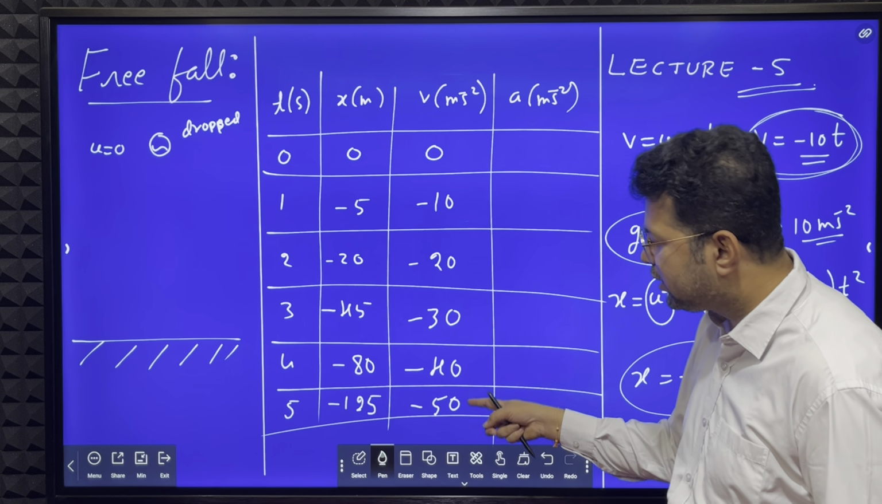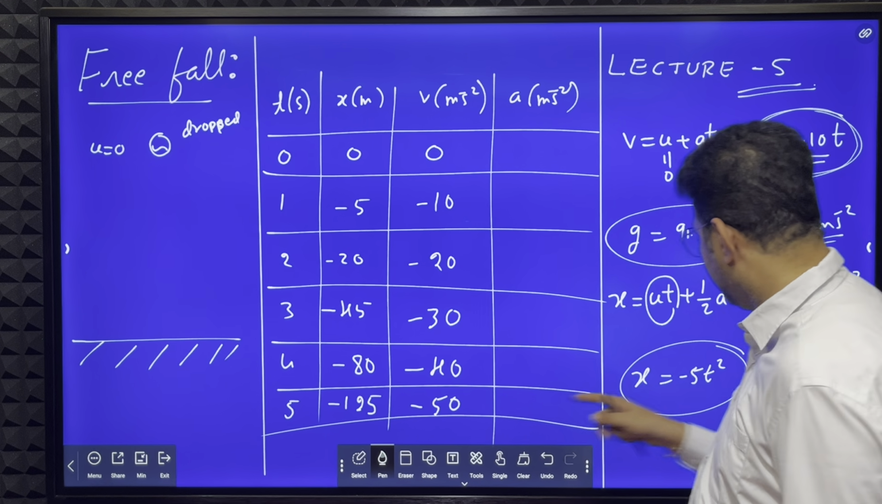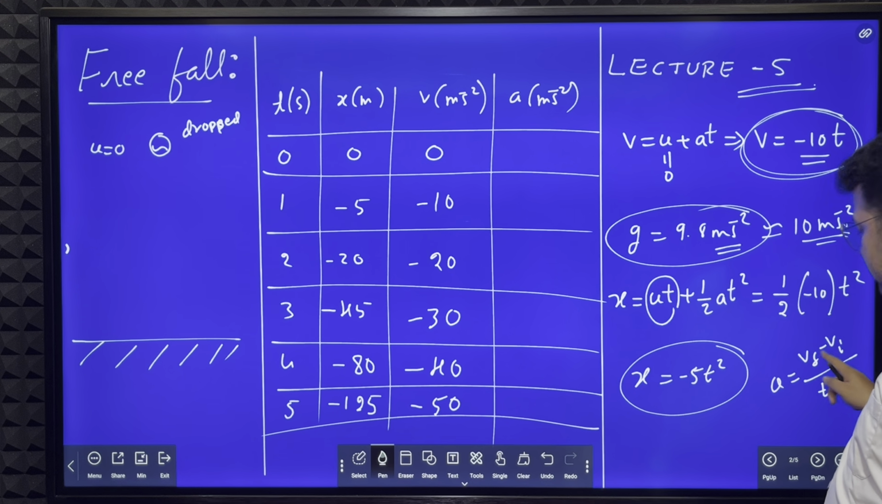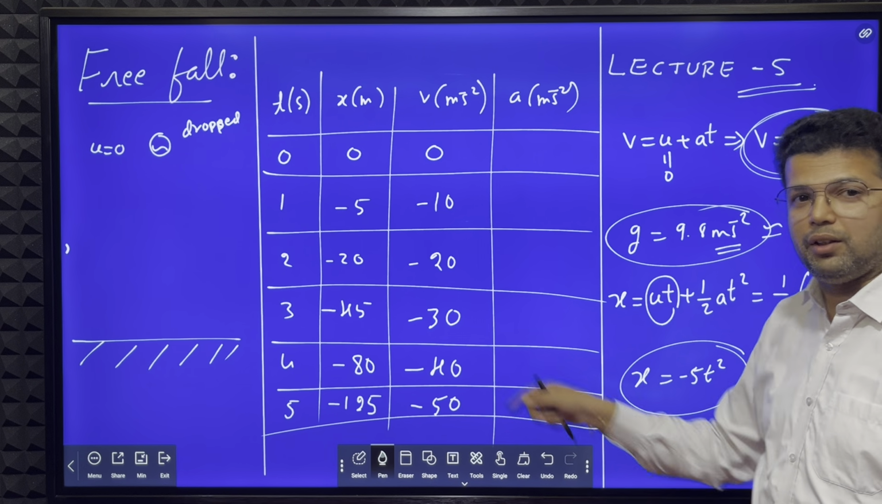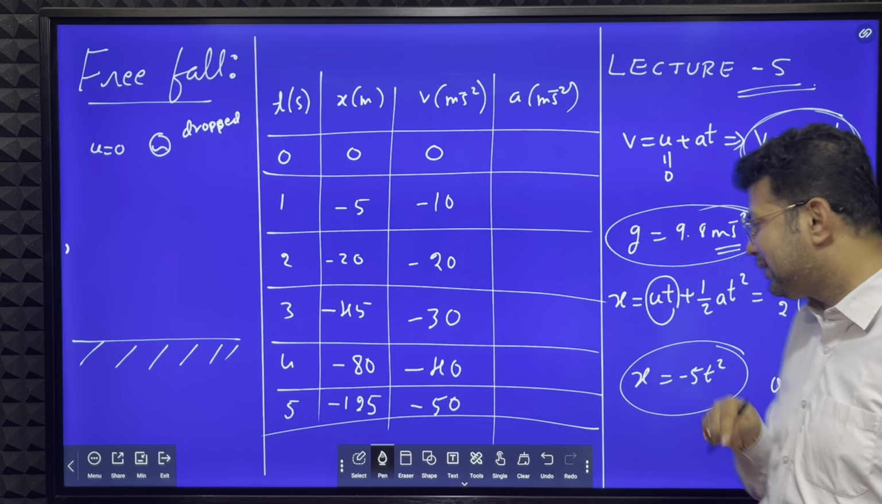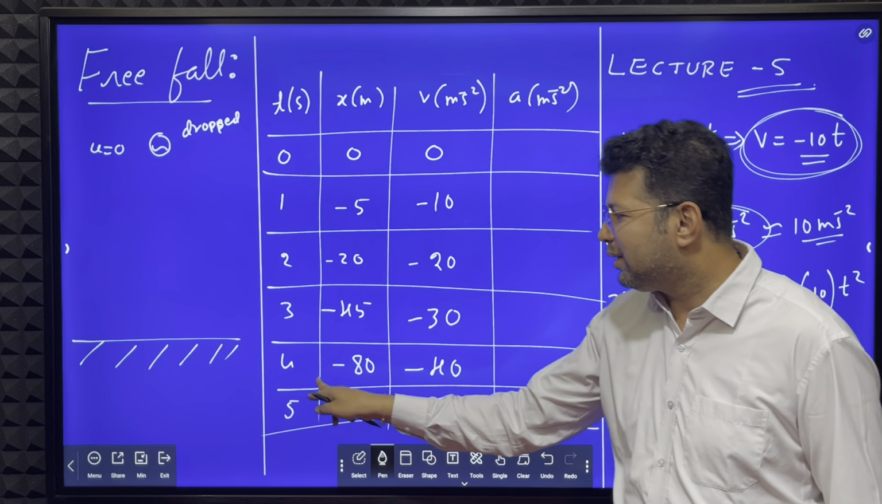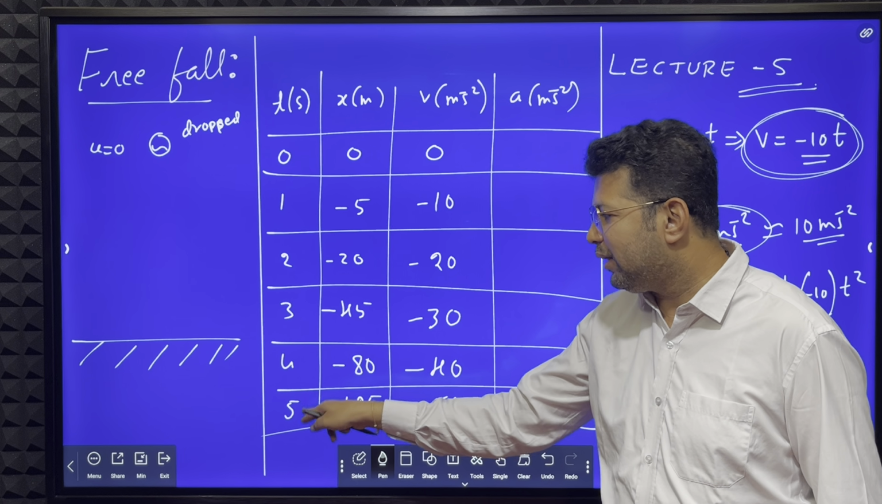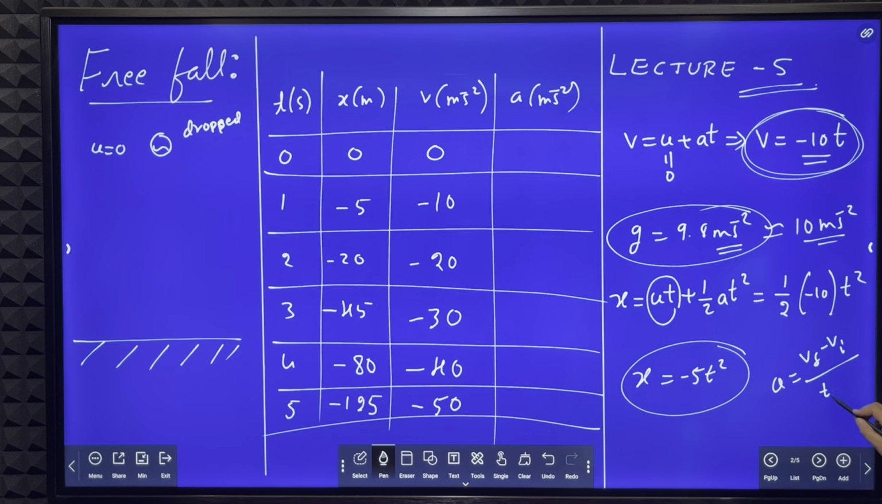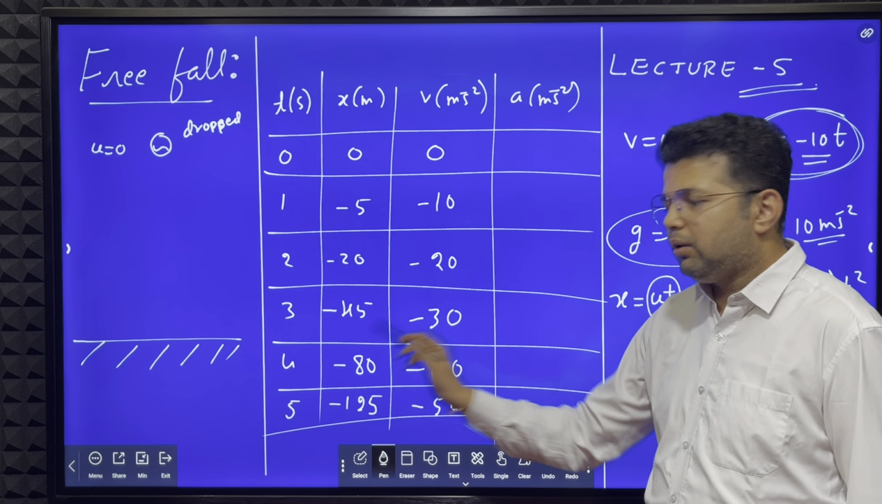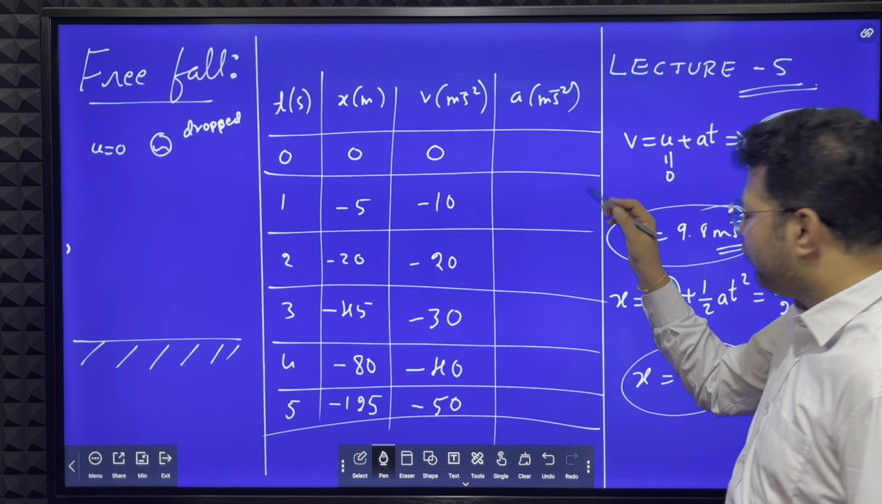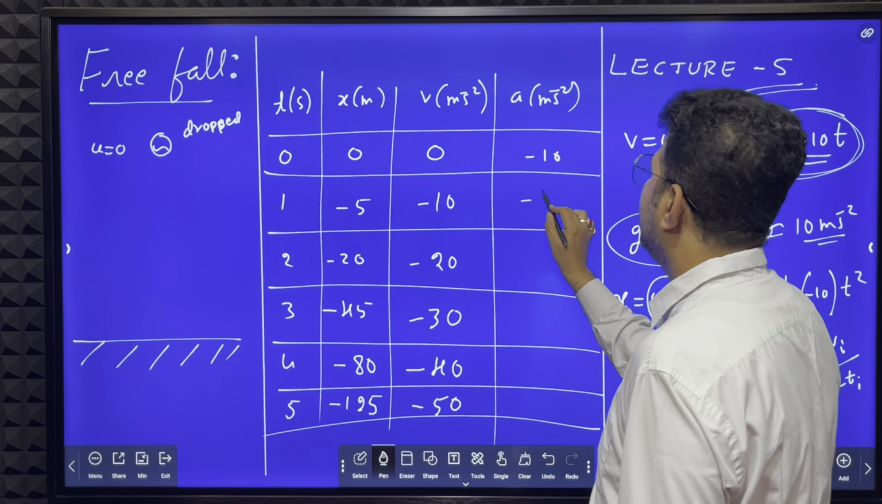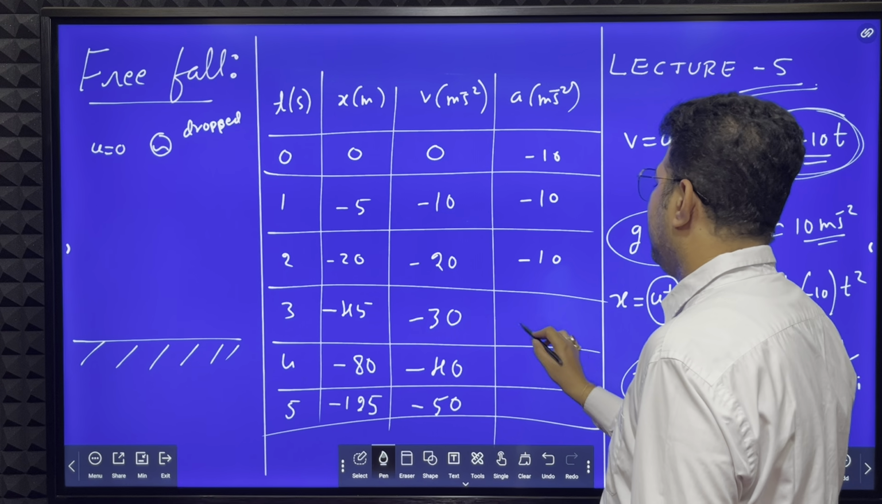Now in this interval, minus 40 is the initial velocity, minus 50 is the final velocity. Minus 50 minus of minus 40, so minus 50 plus 40, it is minus 10, divided by the time taken. After 4 seconds, 5 minus 4, final time minus initial time, is 1, so minus 10 divided by 1 is minus 10. So everywhere acceleration is minus 10, everywhere.